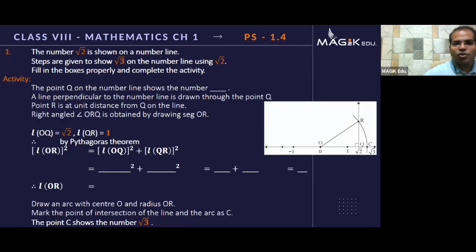Okay, the first question is the number √2 is shown on the number line. देखिए उन्होंने कैसे दिखाया हुआ है ऑलरेडी, if you see √2 is already on the number line. So let's take a recap कि ये √2 आया कैसे होगा। अभी अभी थोड़ी देर पहले हमने एक राइट ट्रायंगल बनाया था, याद है, taking 1 unit and 1 unit.